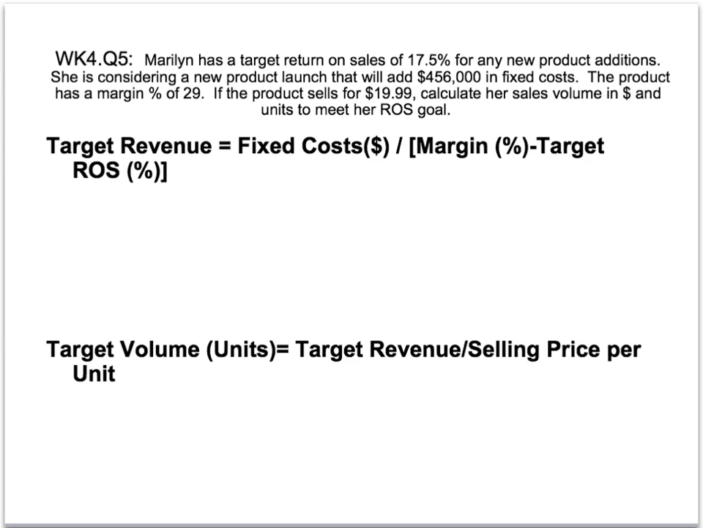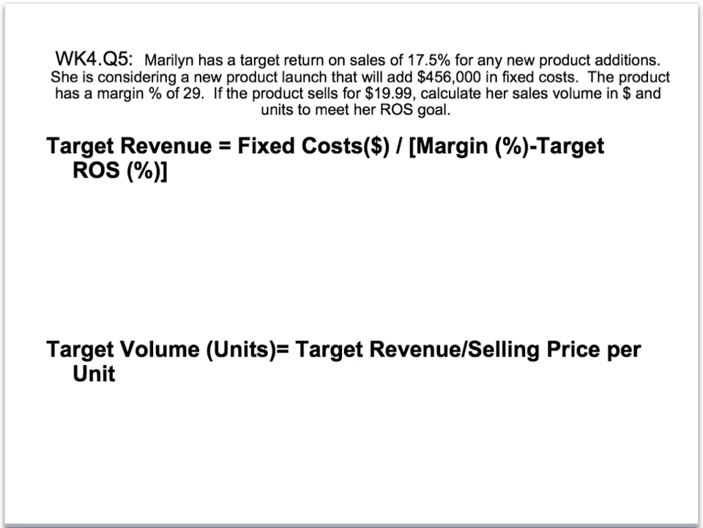Question 5 asks you to calculate sales volume in dollars and units to meet her ROS goal. In other words, what's your target revenue and your target volume? In the first instance here, we're calculating target revenue. We simply take fixed costs and divide it by our margin percentage minus our target return. Very similar to a break even, but in this case, we're just subtracting our target return percentage from the denominator.